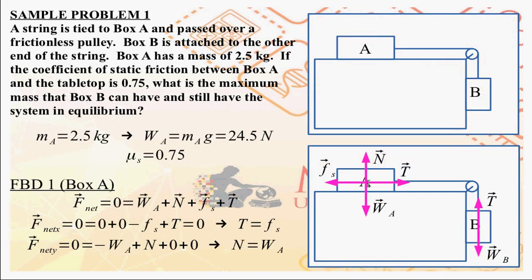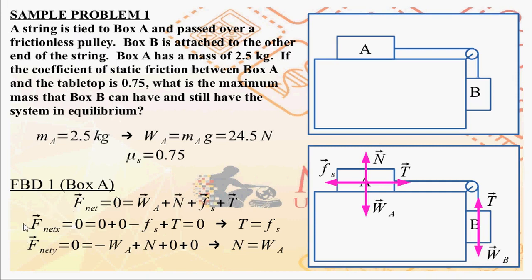We analyze each free body diagram. Let's start with free body diagram 1, box A. So Fnet is equal to 0, equilibrium state. Fnet is the summation of all the forces acting on the object. So you have weight, normal force, friction, and tension. You get the sum of all of those forces, and they should be equal to 0. These are vector quantities, so we use the component method. We have x component and y component.